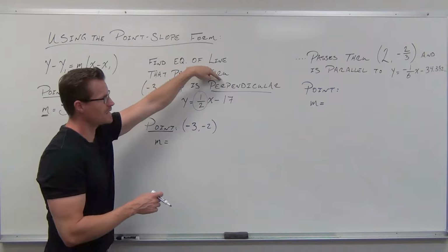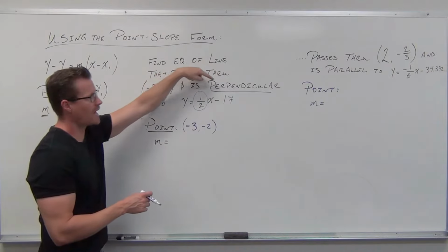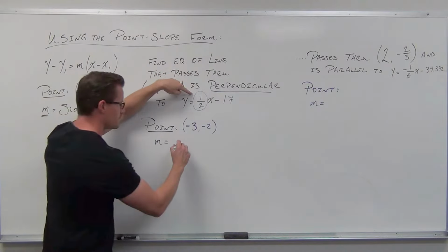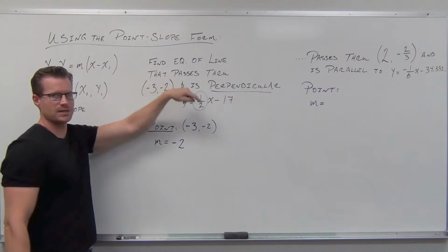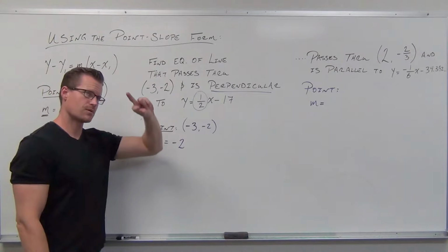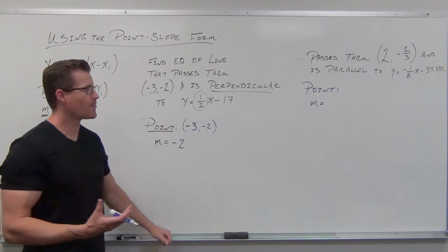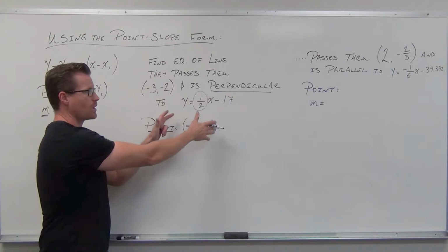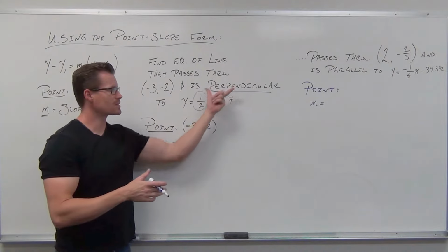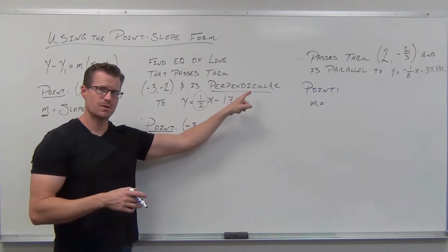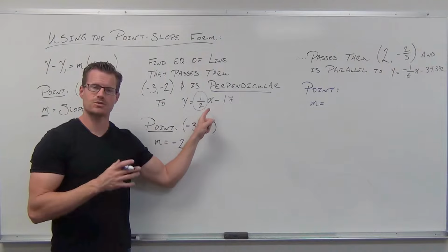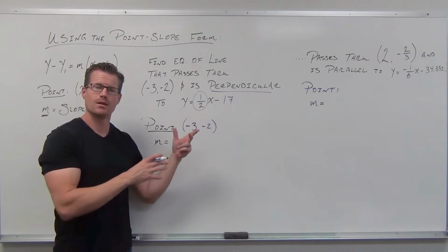I need something negative reciprocal to this. What I need is to flip this over and make it negative. Not positive 1/2, but negative 2 over 1, negative 2. Now, I have given you a point. You've been able to find the slope based on a relationship to a different slope. That's what I've given you, a different line.